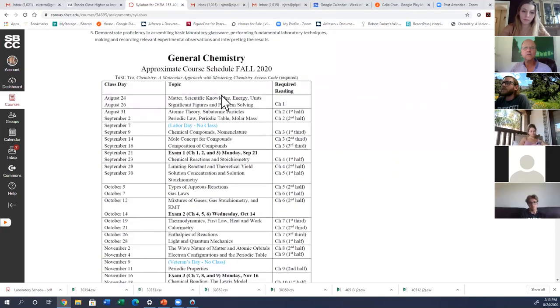This is the class schedule, right? And you can see that we're here in the first week. This tells you when all the exams are, all right? You'll probably have about a 5-hour window on that day to take the exam, and it'll be a 1-hour exam, all right? This is the material we're going to be covering from the book.